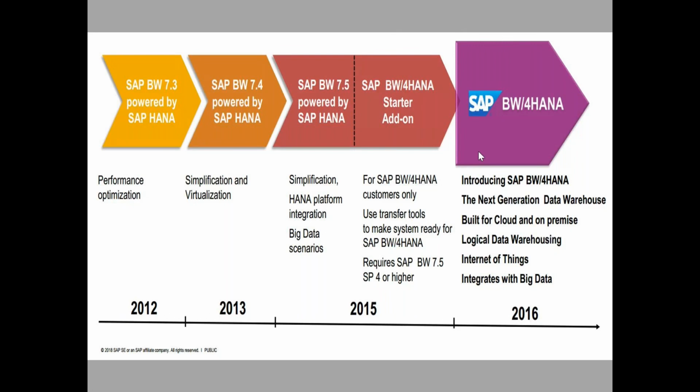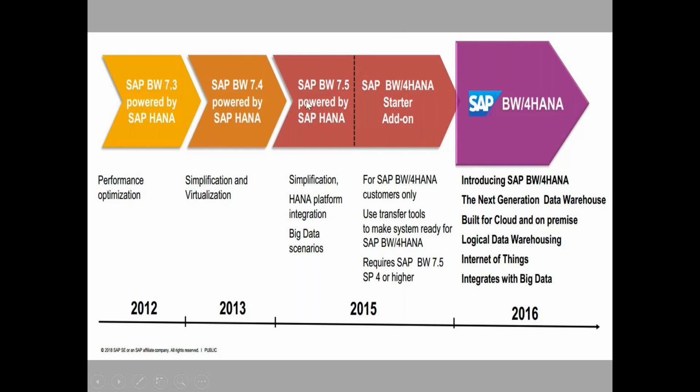But BW 7.5, on the latest service pack, is quite similar to BW4 HANA. Almost the same. Only about 10% of the features are new in BW4 HANA. So BW 7.5 is the kind of intermediate version that SAP releases. It is a transition version, I can say.